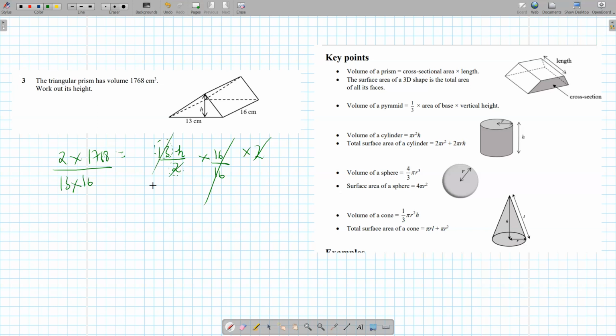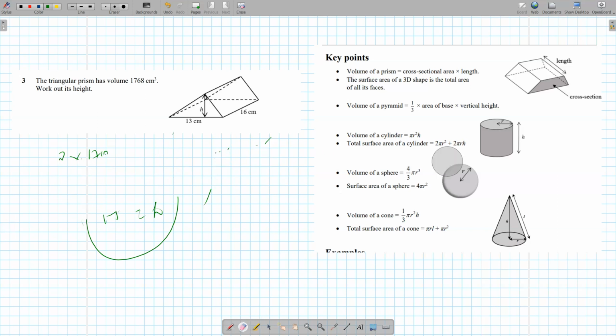So it's just going to be 2 times 1768. And now here, if you're going to plug it in a calculator, be careful. You have to put the denominator in a bracket. So you have to do 2 times this divided by this in a bracket. And that'll give us h is 17 centimeters. That'll be the height of the prism here. Cool.